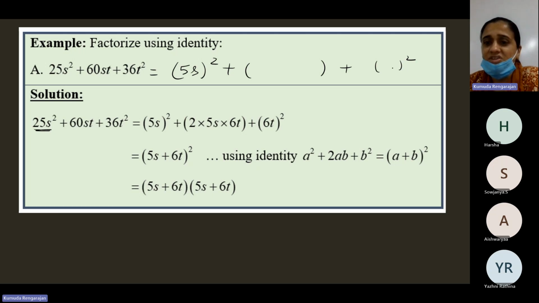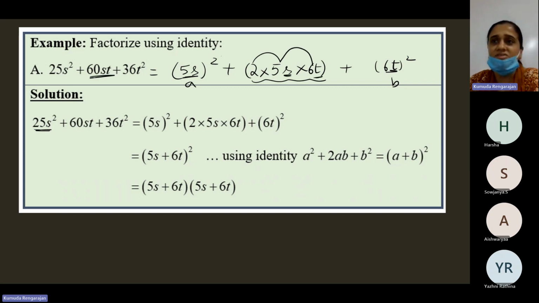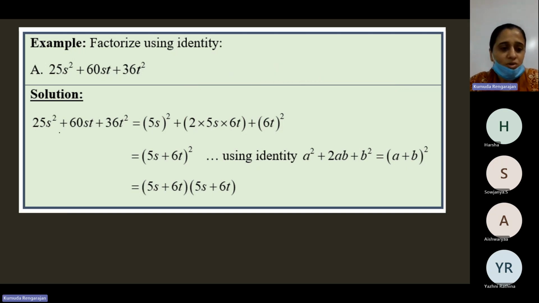36. So this is a square, this is b square. So what is 2ab? 2 into a, which is 5s, into b, which is 6t. Now check the product. What is 2 into 5? 10. 10 into 6 is 60. 60st. And that's what we have here, 60st. So it's of the form a square plus 2ab plus b square, which is factorized as a plus b the whole square. You must show that this expression is of the form a square plus 2ab plus b square.